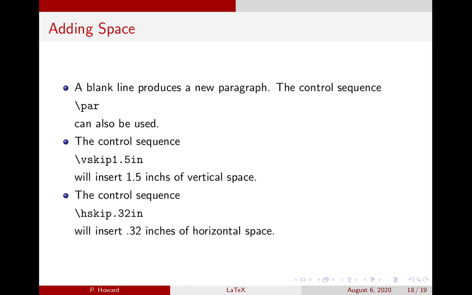Okay, a few words on adding space to an output document. A blank line will produce a new paragraph. This can also be done by using the control sequence \par. If you want to insert vertical space, use the control sequence \vskip. So backslash vskip 1.5in will insert 1.5 inches of vertical space. And then there's a similar control sequence for inserting horizontal space. That's about it.